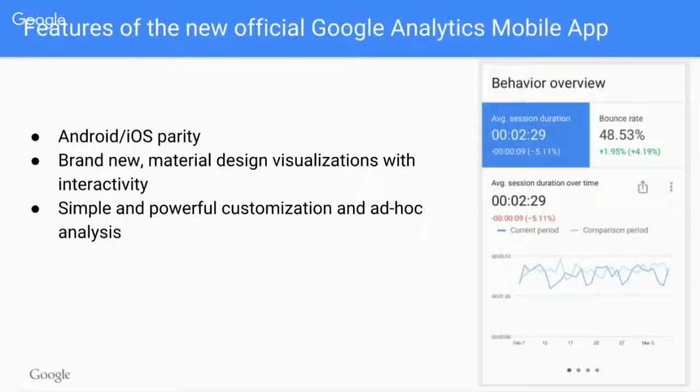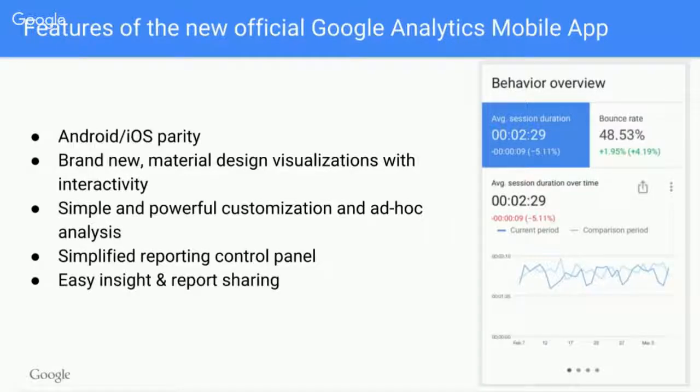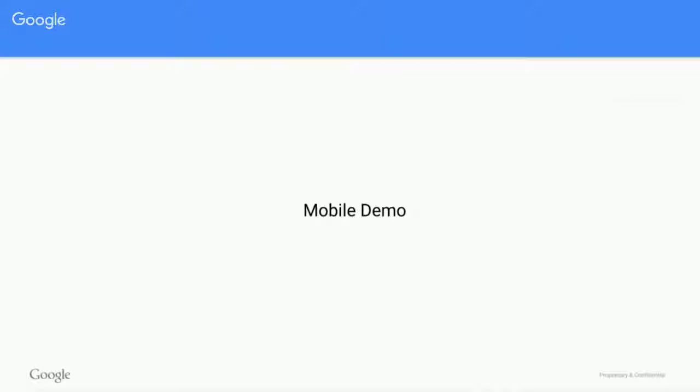So for monitoring, you may have some key metrics, segments, or dimensions that you care about watching. They may not be part of the defaults, but that's something you care about. We make it very easy for you to build your own dashboard so you can measure on the go. Great. It's a simplified reporting control panel, changes, and easy insight report sharing. I'll totally get into that. We've done a lot of talking about it. I'd love to take you through it.